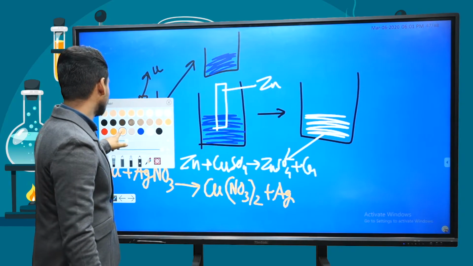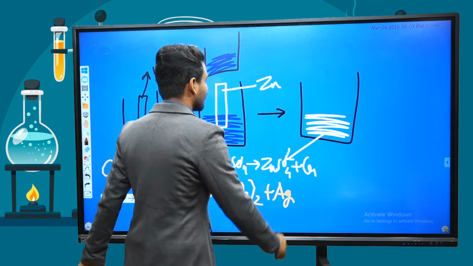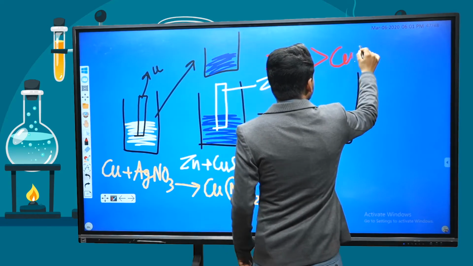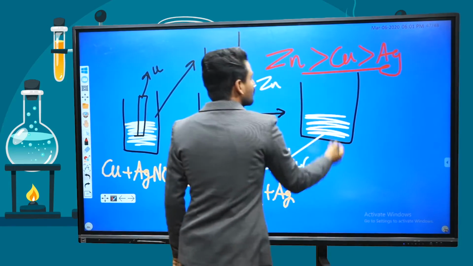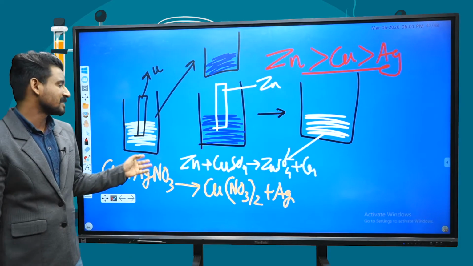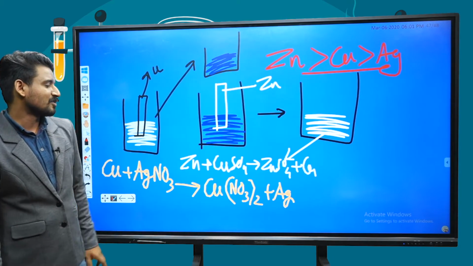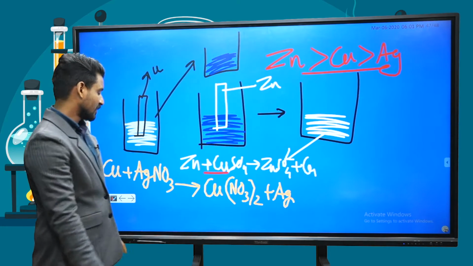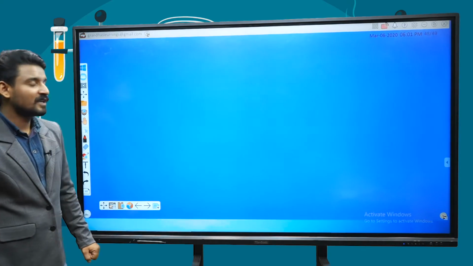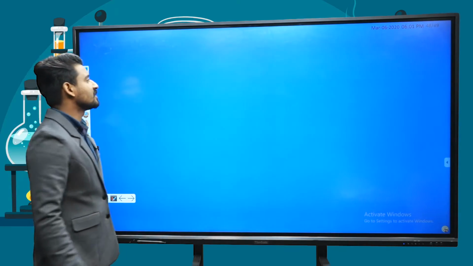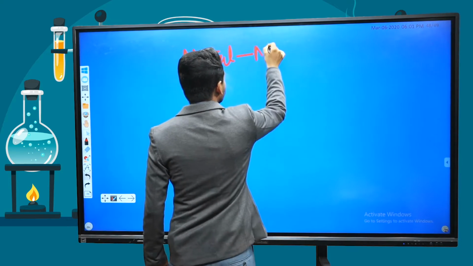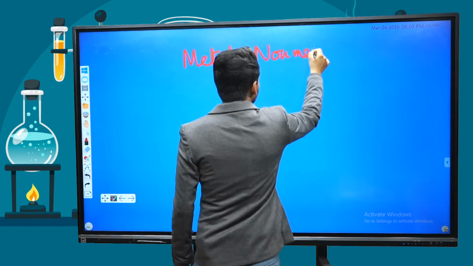Let us consider the metallic order here. Which one is more reactive? That is zinc. Next comes copper, next comes silver. So this is the order of reactivity of metals. A more reactive metal can replace a less reactive metal from its solution. Let us consider another displacement, that is metal non-metal displacement. A metal can displace a non-metal from its solution.